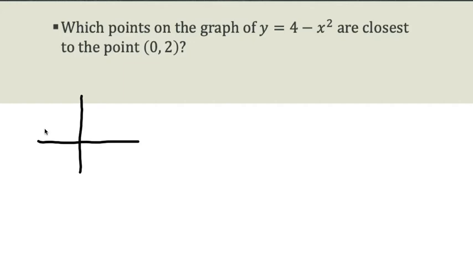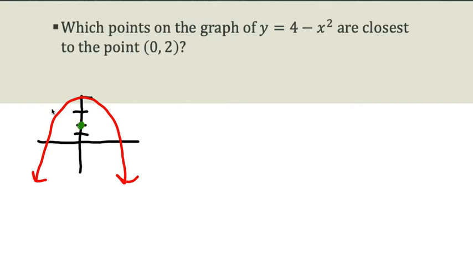4 minus x squared. So this means parabola, negative x squared flipped upside down, with the plus 4 means it's moved up 4 units. Okay, so I have something that looks like this. Okay, and we want to know which points on this graph are the closest to this point here at 0, 2.